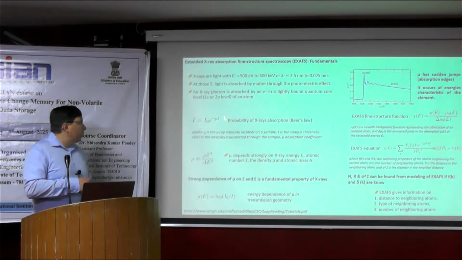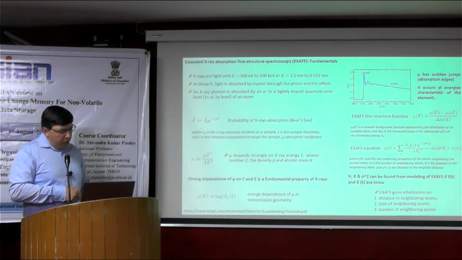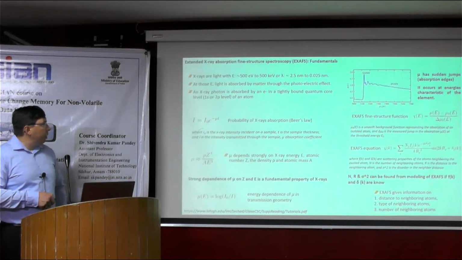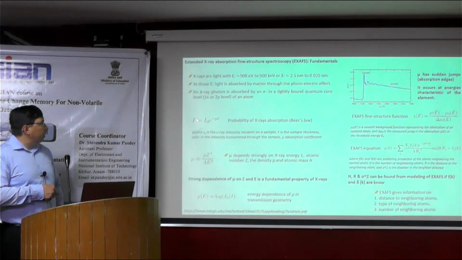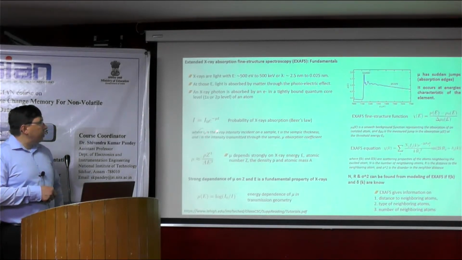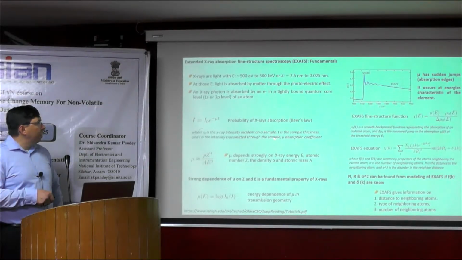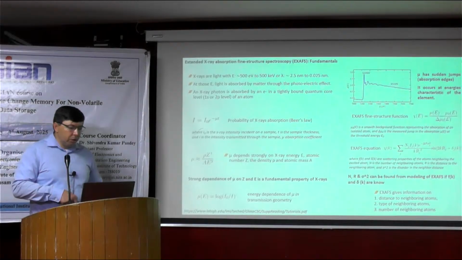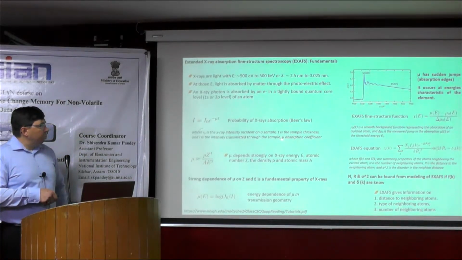And so the probability of X-ray absorption in this case is given by Beer's law, described by this relation. Here I is equal to I0 exponential minus mu t, where I0 is the X-ray intensity incident on the sample, t is the thickness of your sample, and mu is the absorption coefficient. And this is the important factor in XAFS spectroscopy in this method, mu.